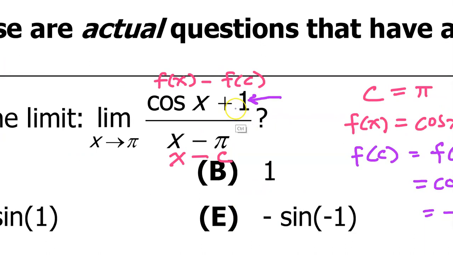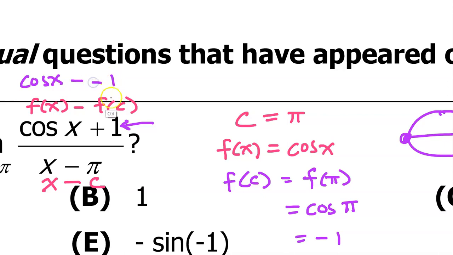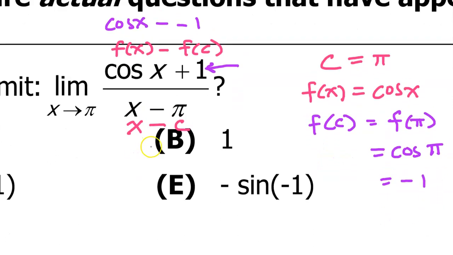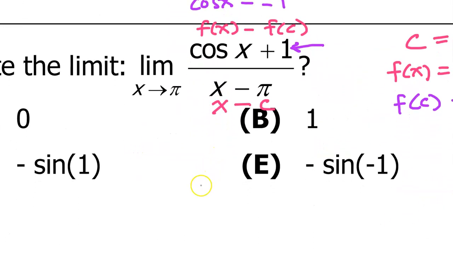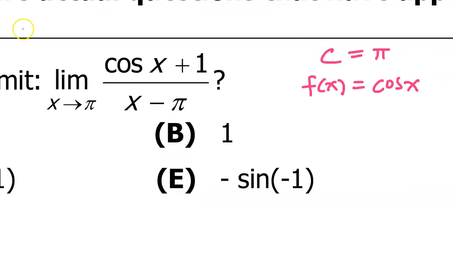Does that match what we have here? Well, it does, because we have to do f of x minus f at c. So if we do cosine x minus -1, then that makes cosine x plus 1. So everything matches, which tells me that this limit is really a derivative in disguise. This limit is really f prime at c, where function f is cosine and c is pi.